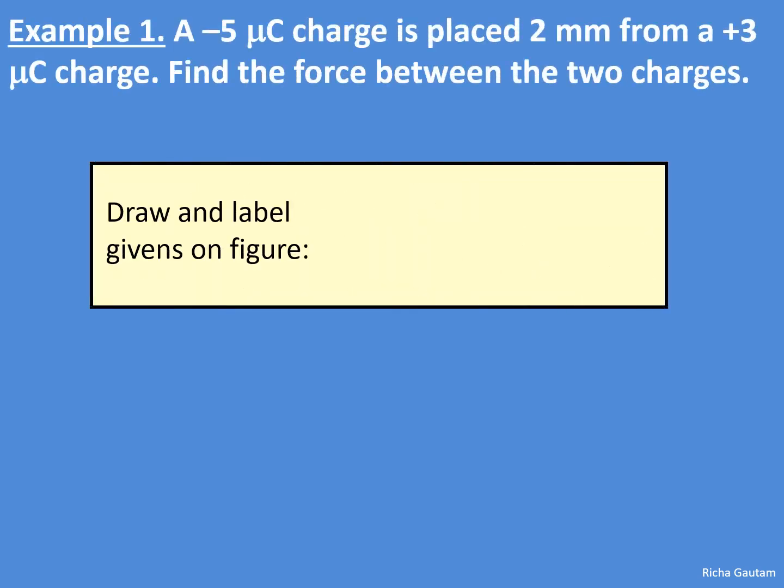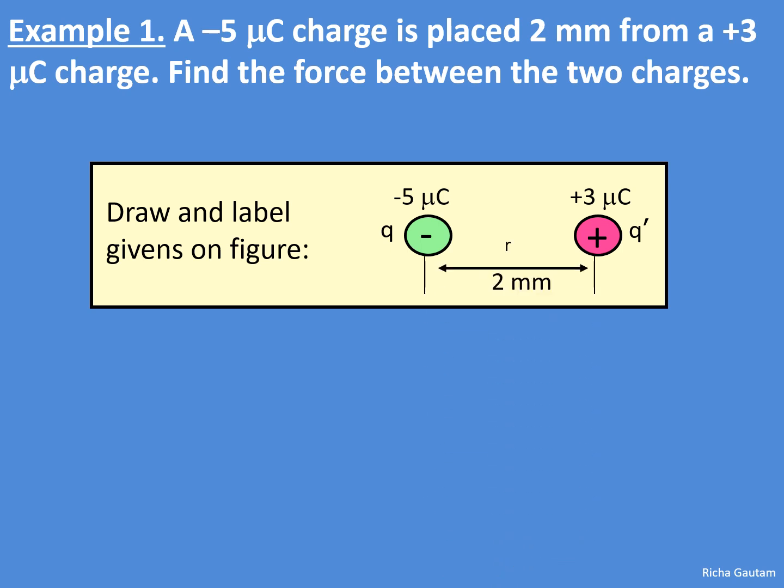So the first problem is: a negative 5 micro coulomb charge is placed 2 millimeter from a plus 3 micro coulomb charge. Find the force between the two charges. So we have two charges given to us. One is negatively charged, which is negative 5 micro coulomb, and the other one is positively charged, which is plus 3 micro coulomb. The distance between them is 2 millimeter.